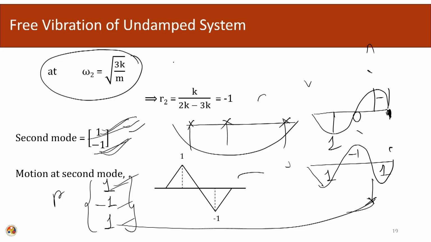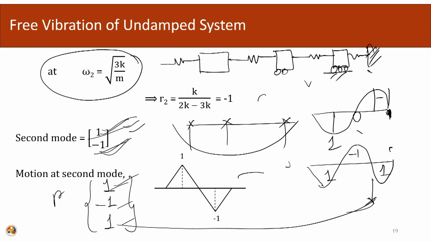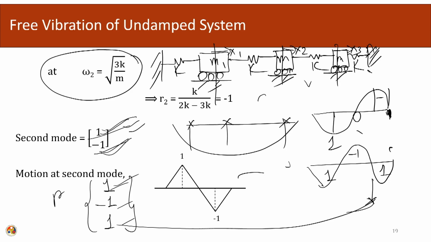As an example, you can write this down as a 3 degree of freedom problem. This 3 degree of freedom problem can be formulated like this. All masses can be assumed m, m and m, with 3 degrees of freedom, x1, x2, x3, and all springs could be assumed k, k, k. This way we can do a 3 degree of freedom system also.